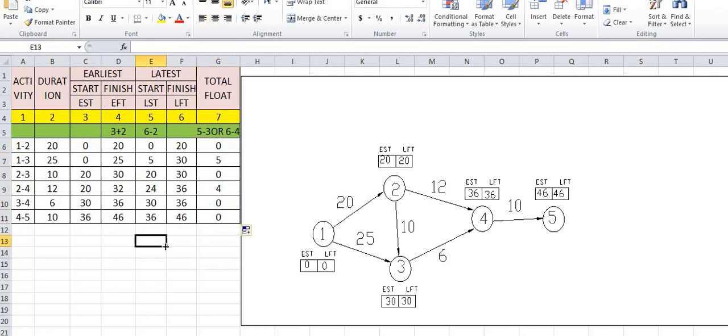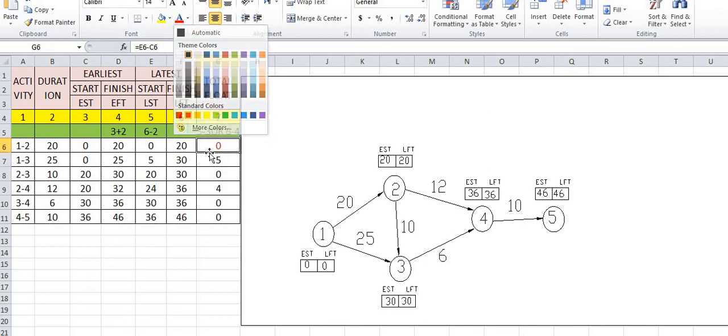So these are the values. 5 minus 3 will also give these values, and 6 minus 4 is one and the same. So these values are 0, 5, 0, 4, 0, 0. The total float for the 1 to 3 activity is 5, and the total float for the 2 to 4 activity is 4. That means these are the extra days which are remaining, but this 0 indicates the critical path.